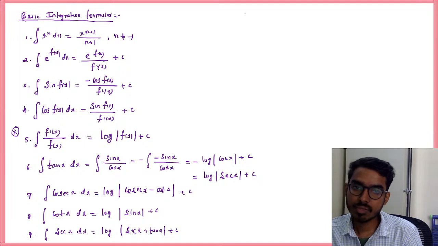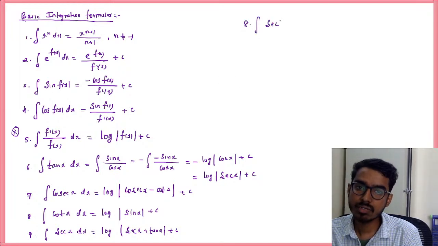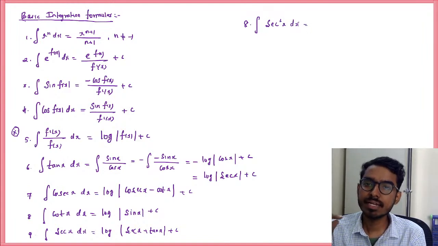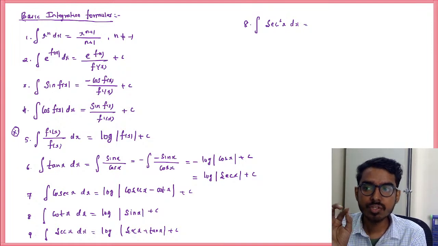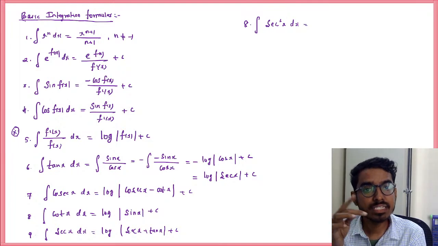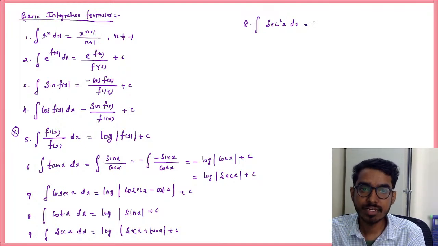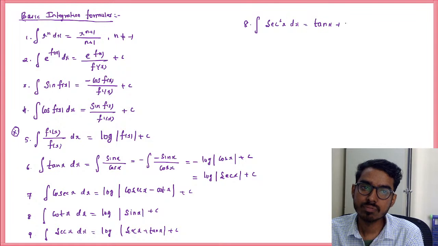And then 8th, integration of secant square x. You know that integration and differentiation are inverse. So which function do you have to differentiate to get secant square x? It is tan x. This will be tan x plus c. Differentiation of tan x is secant square x. You just see this as inverse.